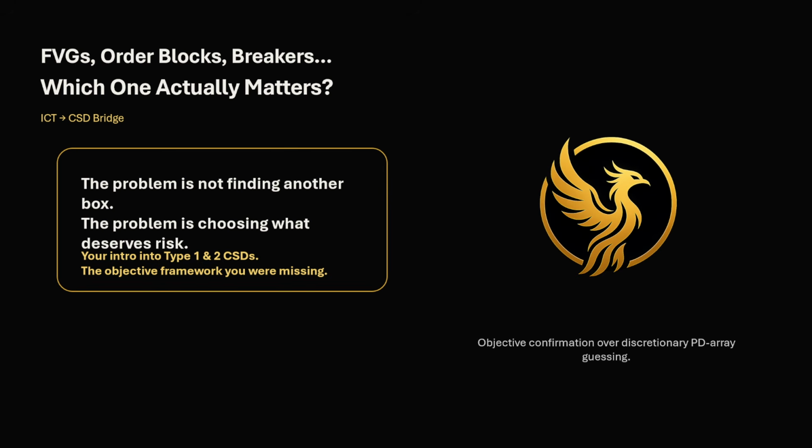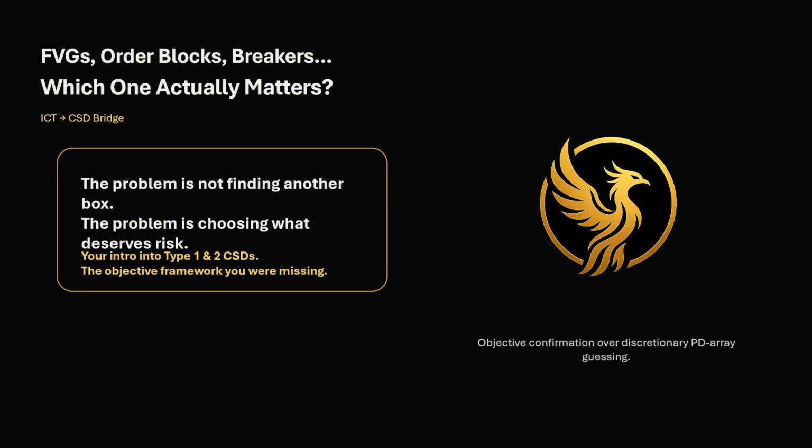My Type 1 and Type 2 CSDs will be the intro to your objective protocol to determine CSDs. By the end of the video, you'll stop asking which PD array will hold, and you'll start asking the more important question. Has price actually confirmed a change in state of delivery, as opposed to has price printed another fair value gap, bro? So I hope you enjoy this lecture.